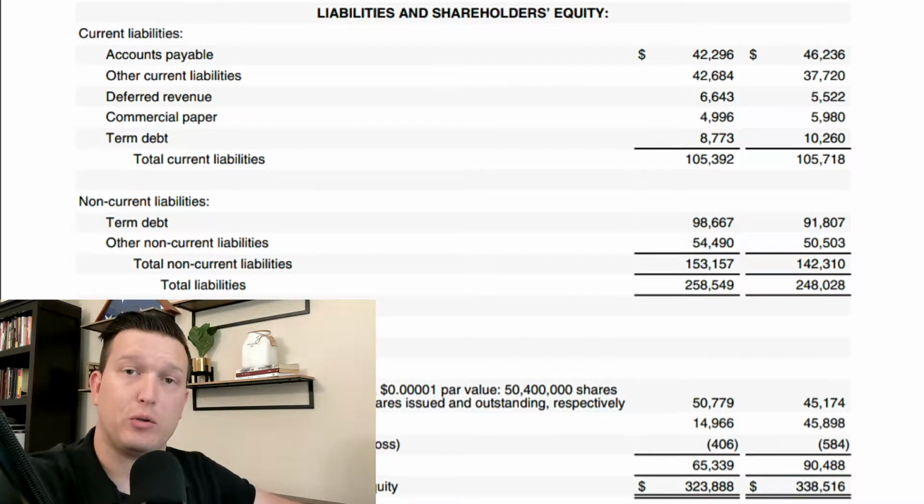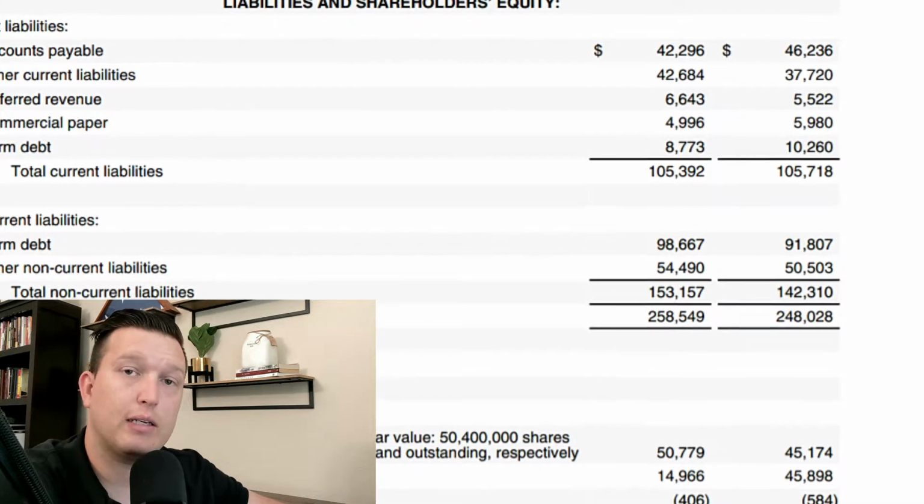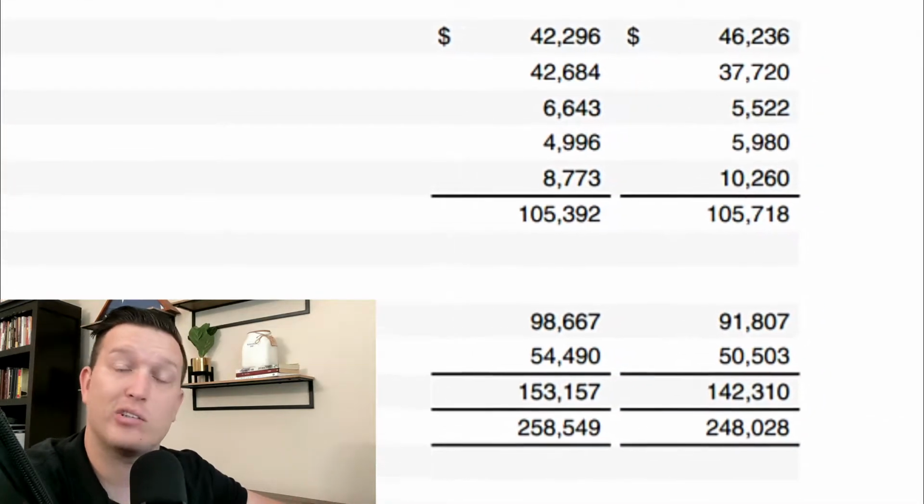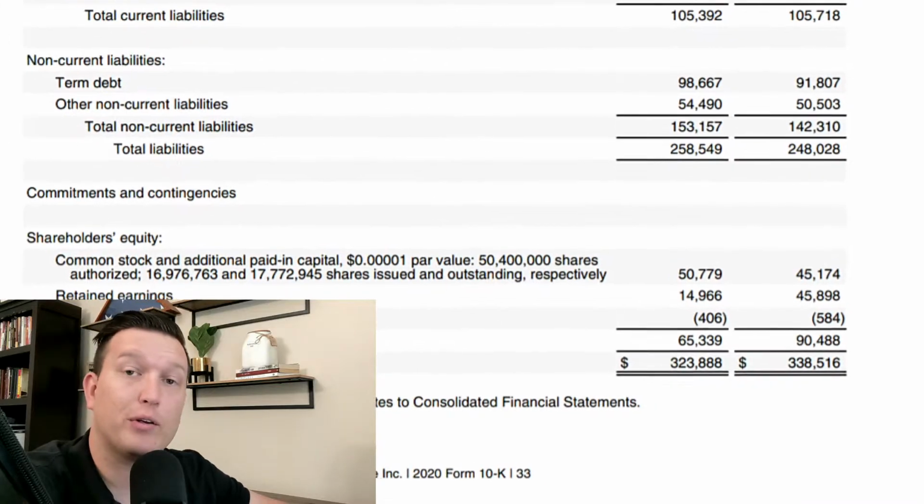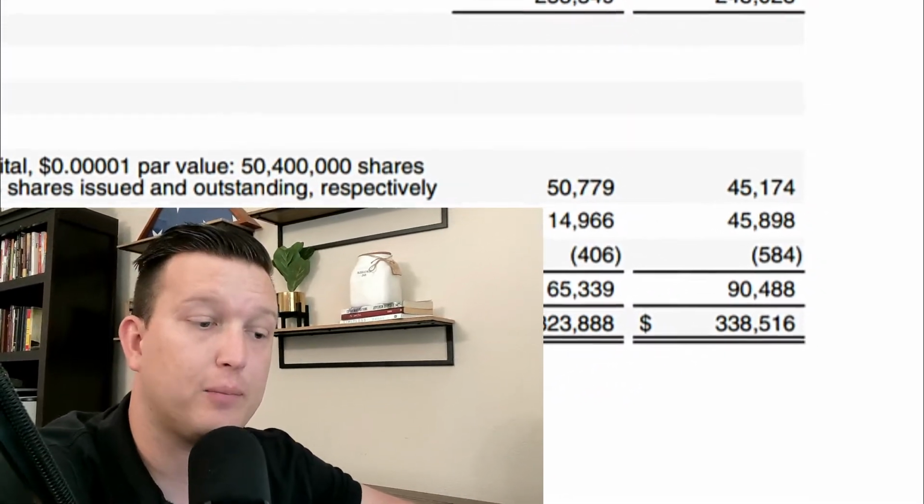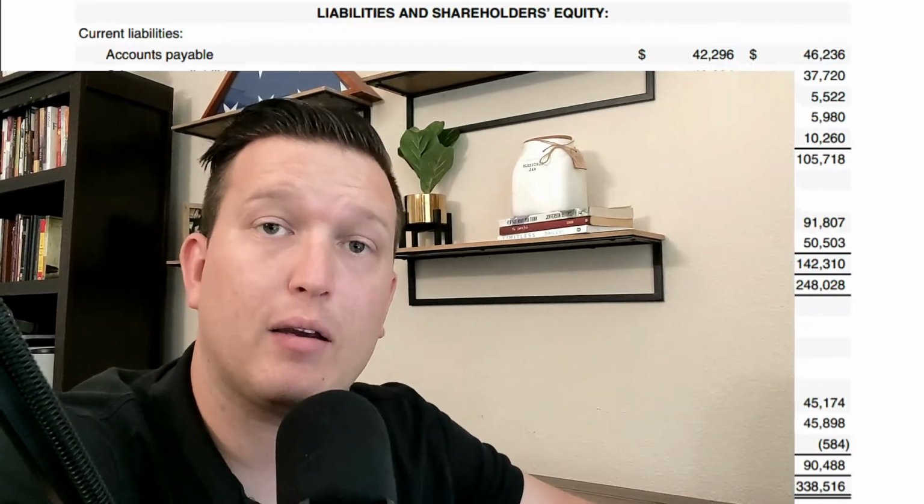What I want to teach you how to do is to calculate their debt to equity ratio on their current and non-current liabilities. So on their 10K, their total current liabilities are $105,392, while their total shareholder equity is $65,339. So if you do the math and you just open up a calculator and divide the larger number by the smaller number, you'll get their current liability debt to equity ratio, which, to save you from doing the math yourself, I already did it for you.